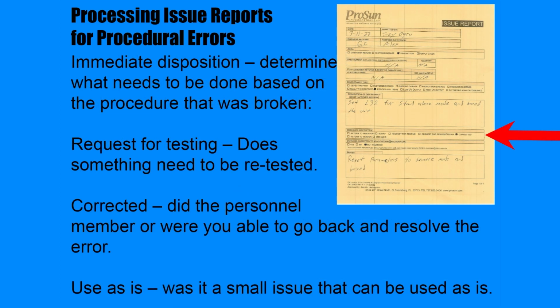In the immediate disposition, determine what needs to be done based on the procedure that was broken. Select Request for Testing if something needs to be retested. Select Corrected if the personnel member or you were able to go back and resolve the error. Select Use As Is if it was a small issue and can be used as is.